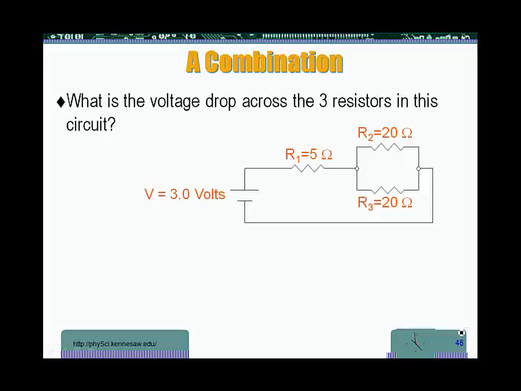Okay, let's consider this small circuit. We have a voltage source here, a battery, power supply, whatever you want to call it, and three resistors. This 1 ohm resistor, 5 ohm resistor, 20 ohm resistor, and another 20 ohm resistor. Just a few things to notice beforehand.